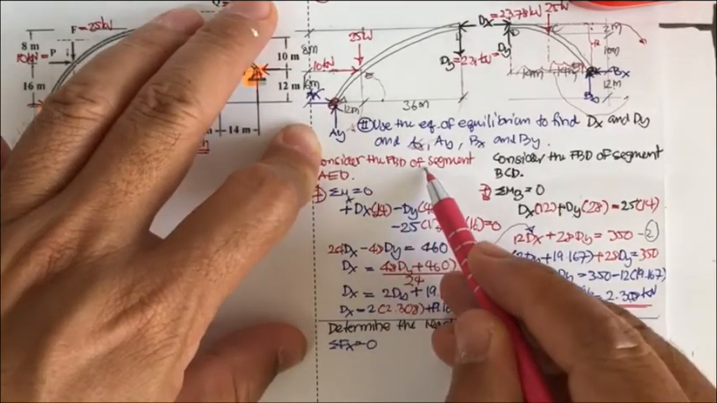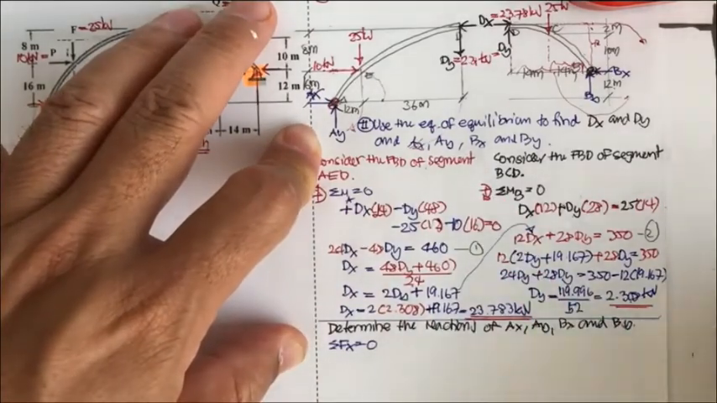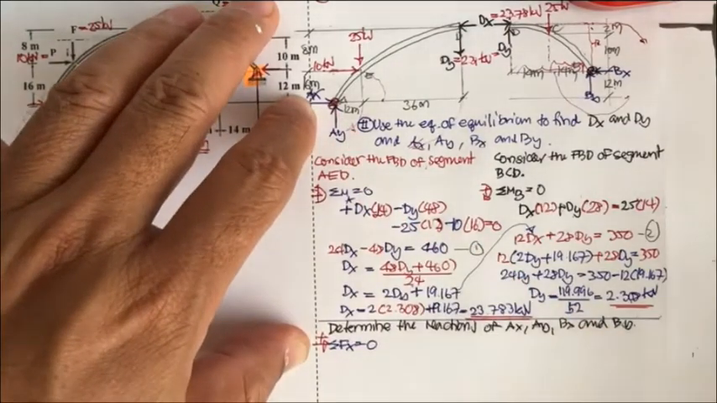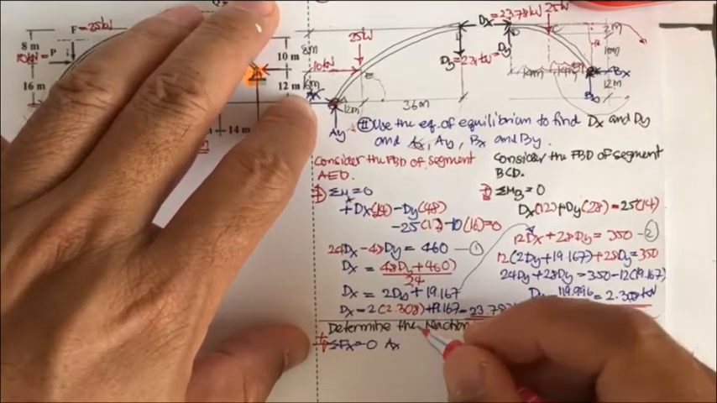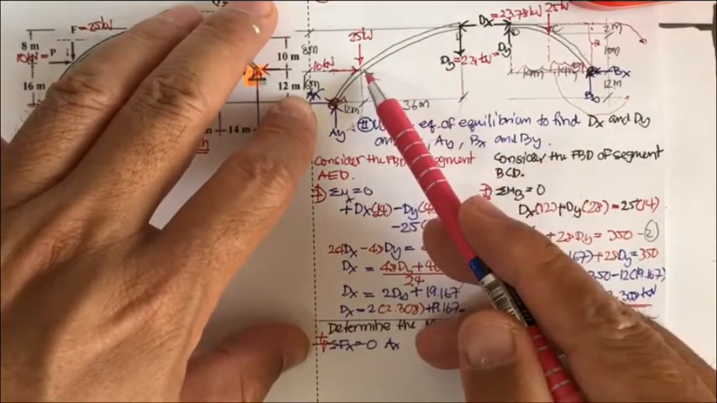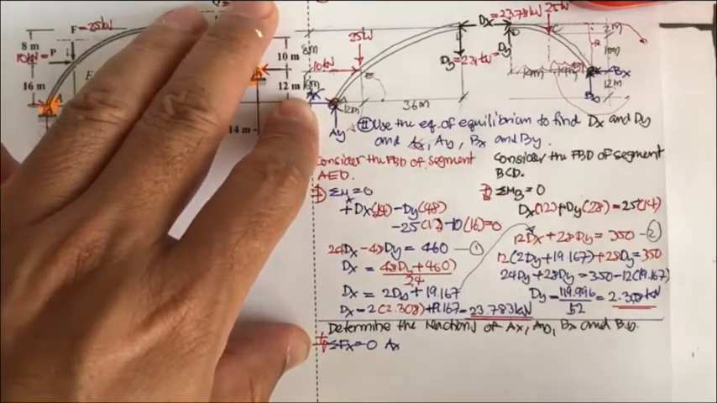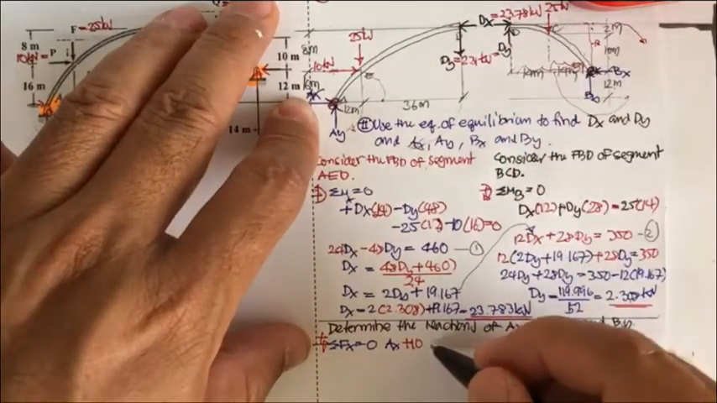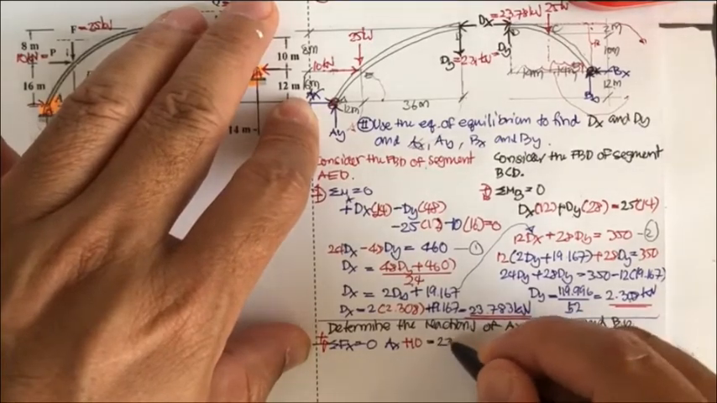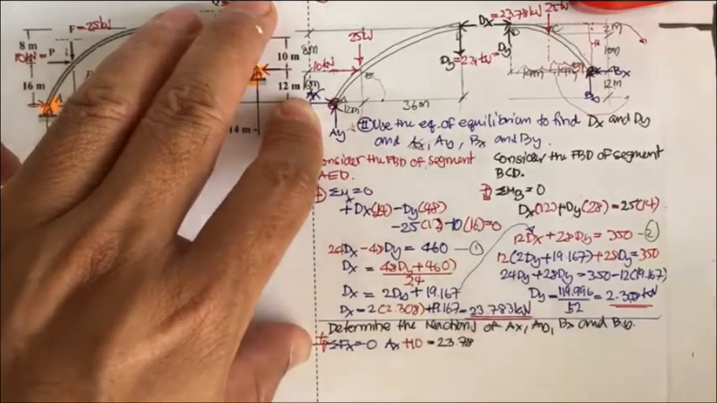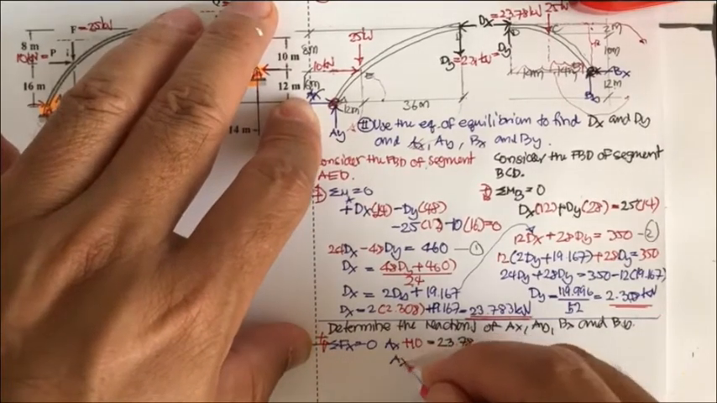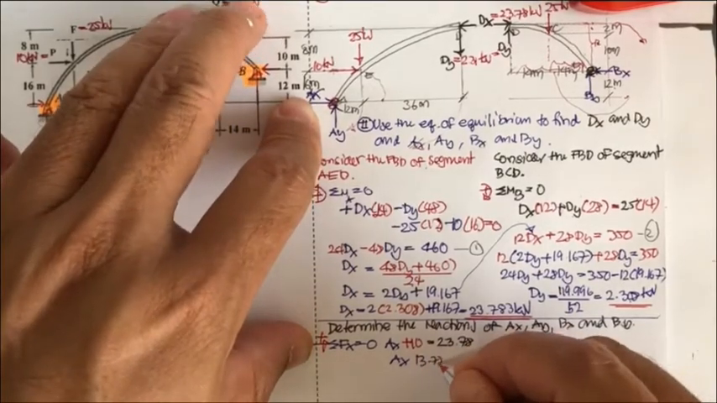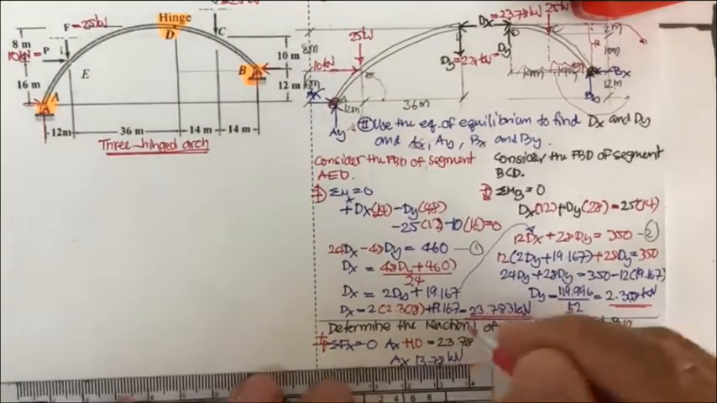Use the free body diagram of this segment. Because a sub x is in this direction, you get a sub x plus 10, and then this is going to be in opposite, equal to 23.78, and then your a sub x is going to be 23.78 minus 10, which is 13.78 kilonewton.